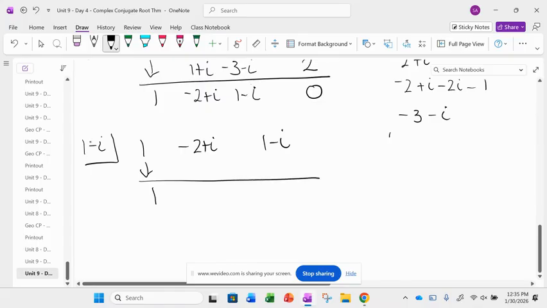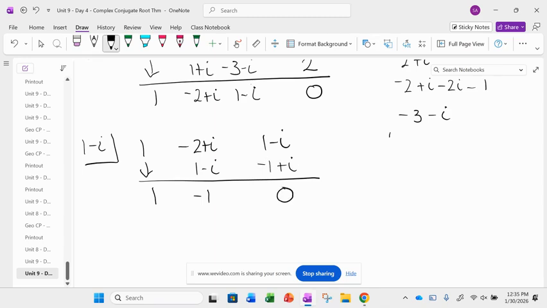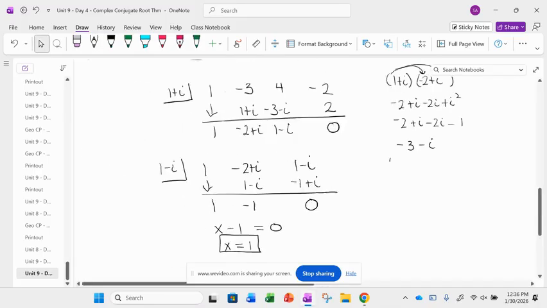Bring down that 1. 1 times the quantity of 1 minus i is 1 minus i. This ends up giving me a -1. -1 times the quantity of 1 minus i is -1 plus i, which then gives me 0. So now I'm down to a degree of 1. So this becomes x minus 1 equals 0, so x will equal 1. That's using synthetic.